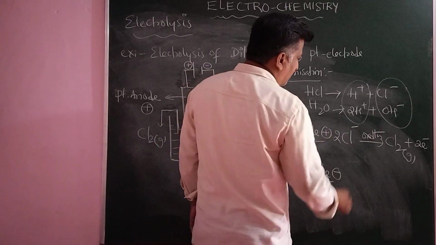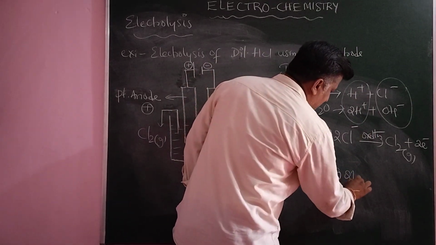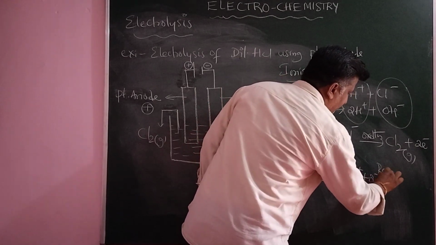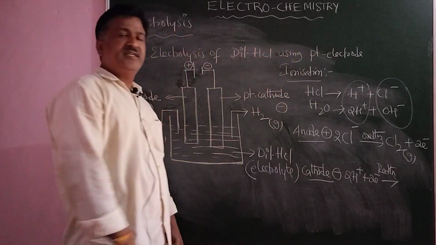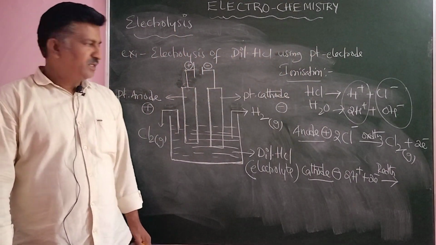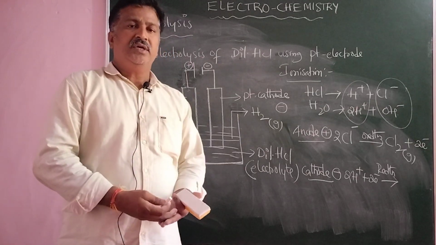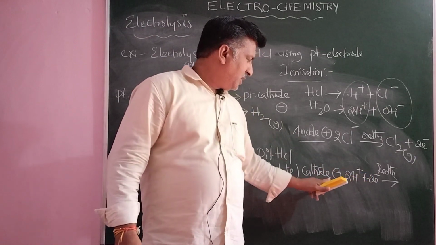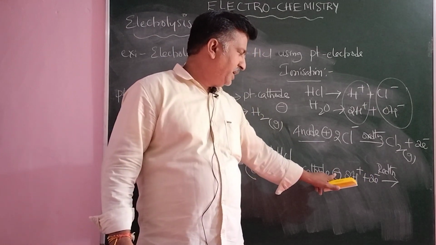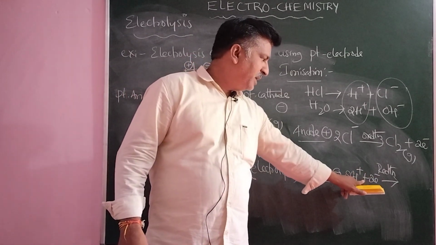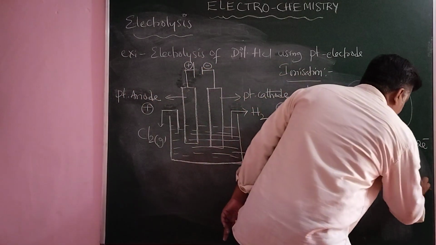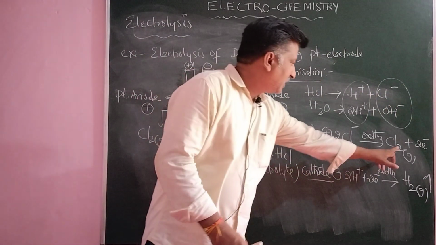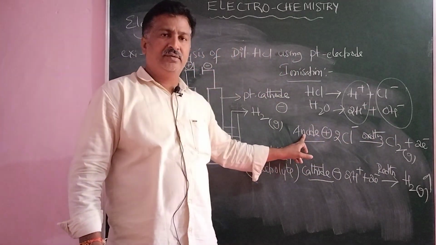And at the cathode what happens? The H plus ions gain two electrons and undergo reduction. What is reduction? Gaining of electrons is called reduction. So the H plus ions discharge at the cathode having a negative charge, undergo reduction by gaining the electrons, converting into hydrogen gas. This hydrogen gas is liberated at the cathode, and chlorine gas is liberated at the anode.